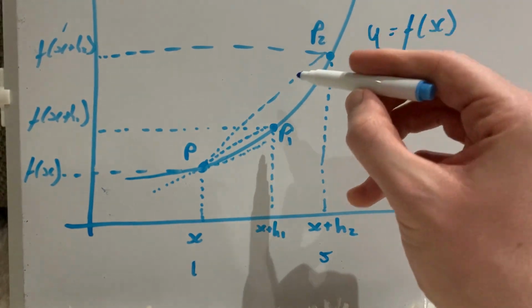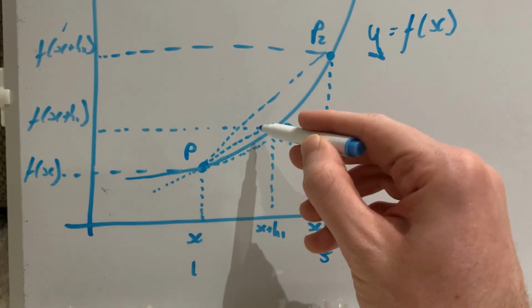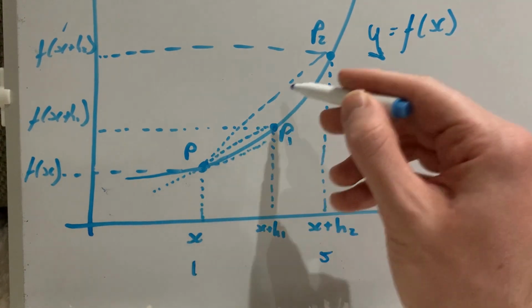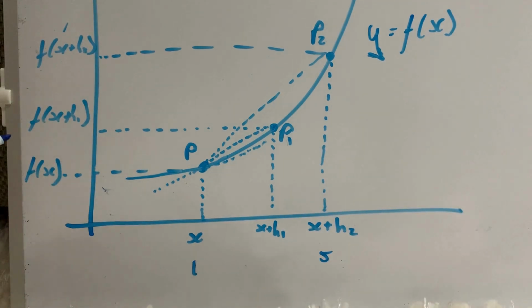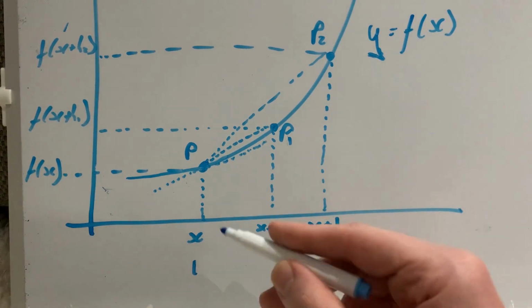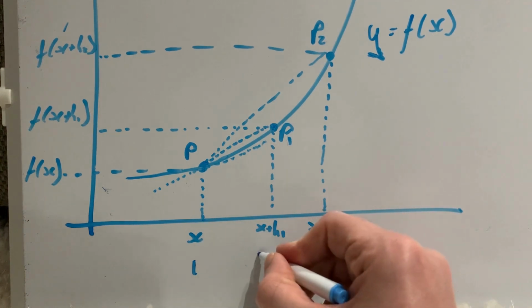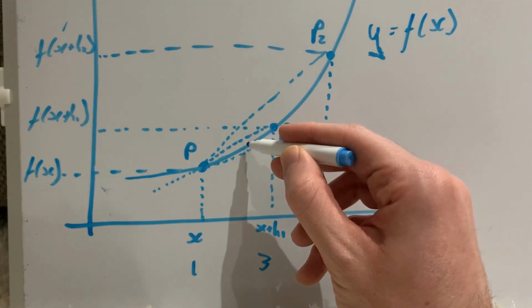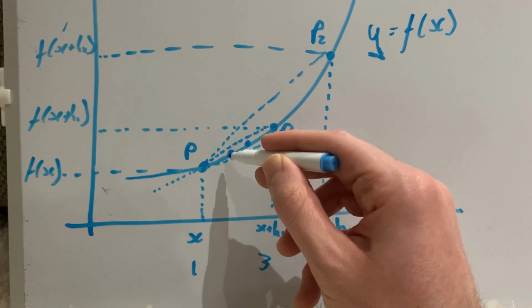But we can do a little bit better than that. Let's say we had another point here, P1. We can see that this line is a much better approximation of the gradient at P. So we do the same thing. The change in y is f of x plus h1 minus f of x. And the change in the x value is x plus h1 minus x. Like if this was 3, it would be 3 minus 1. And we see that as we get closer, we get a better approximation each time.